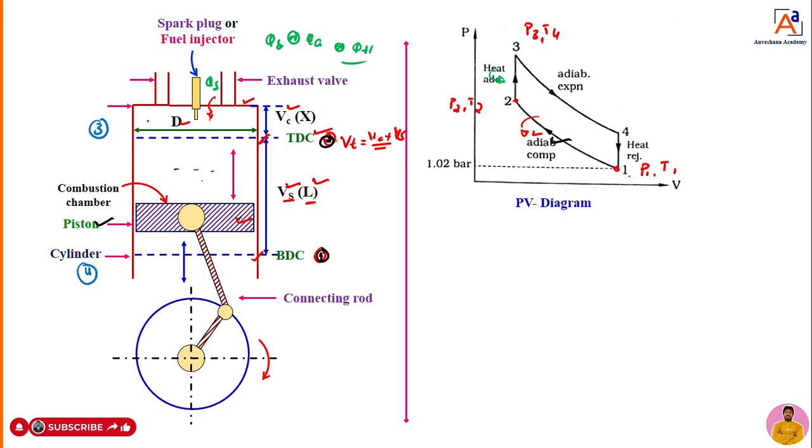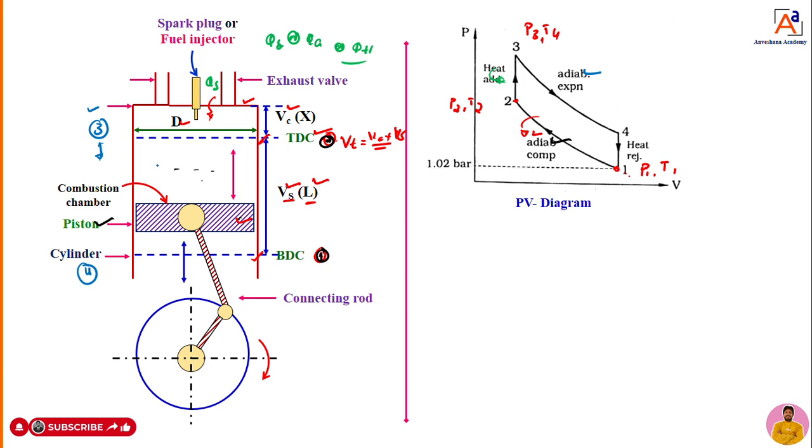Because of combustion, the hot gas is going to exert the explosive force over the surface of the piston. Hence the piston will start to move from TDC to BDC. That point you can call 3 and 4. If the piston starts to move from 3 to 4, that means expansion. How is the expansion taking place?